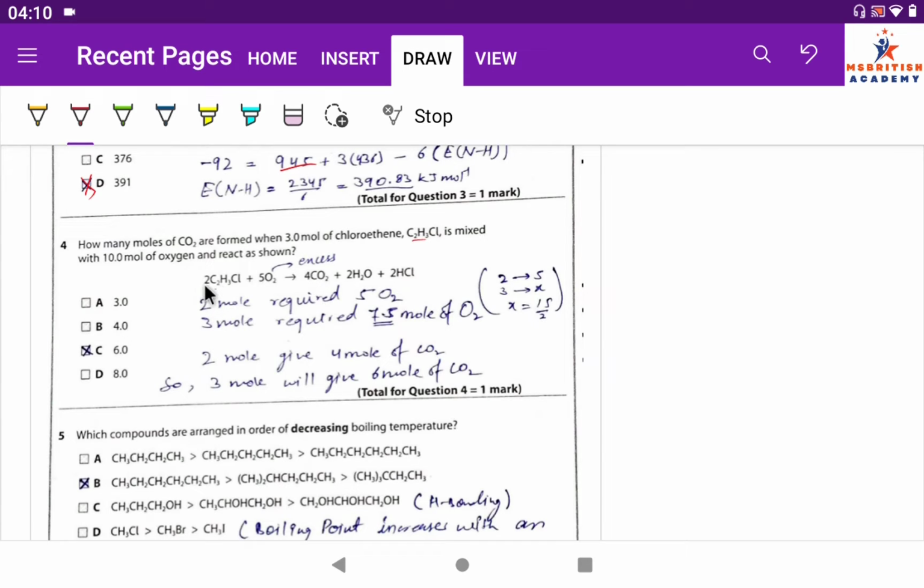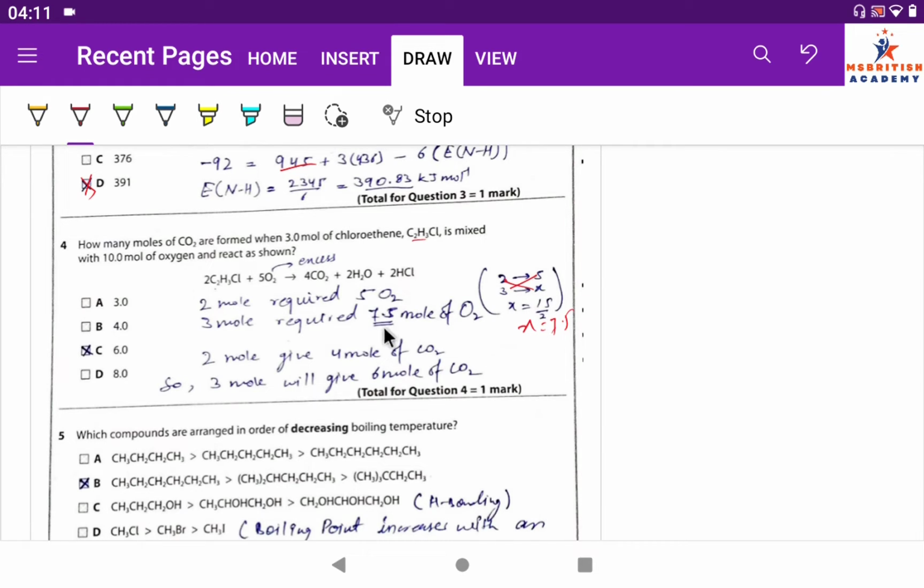First, see here, 2 moles reacts with 5 moles of oxygen and forms 4 moles of carbon dioxide. So 2 moles of chloroethene requires 5 moles of oxygen. So 3 moles requires 7.5 moles of oxygen. How? 2 requires 5, so 3 requires X. You can do cross multiplication. After calculating, you will get 15, and 15 by 2 gives 7.5.